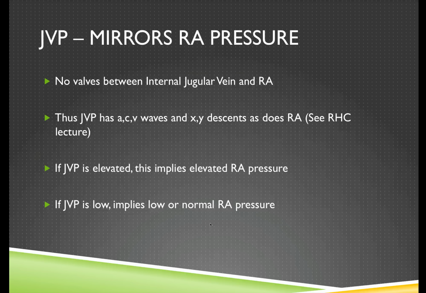Effectively, the jugular venous pulsation measures right atrial pressure because there are no valves between the jugular vein and the right atrium. So JVP has A, C, and V waves with X and Y descents, just as the right atrium does. And again, I refer you to the right heart catheterization lecture where this is drawn out. If the JVP is elevated, this implies elevated right atrial pressure. And of course, if the JVP is low, that implies either low or normal right atrial pressure.